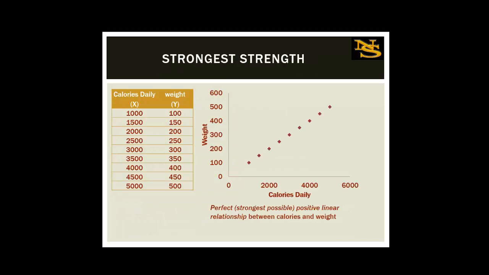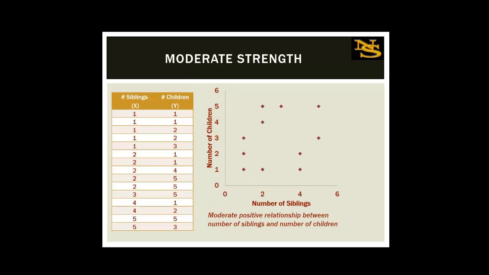So the strongest strength, this is a perfect relationship. You can see that for each 500 increase in calories, you have a consistent 50-pound increase in weight. It's a perfect linear relationship. Going the other way, for every person that consumed 500 less calories, they weigh 50 less pounds consistently across all data points. And the scatter plot fits a straight line perfectly.